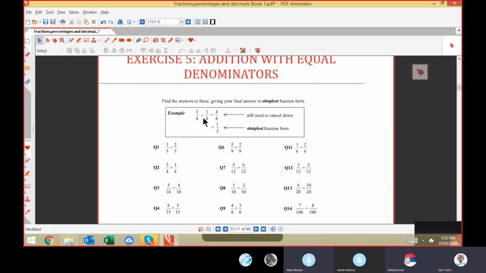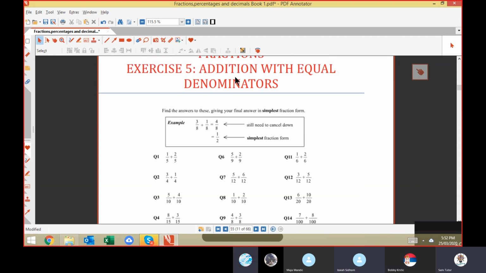One more time. 3 over 8 plus 1 over 8 is 4 over 8. You still need to cancel down. Divide by 4, divide by 4, 1 over 2. So we're not using the bottom. You don't plus the bottom. If it's equal denominators, you do not plus the bottoms.